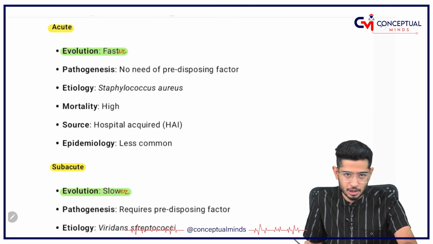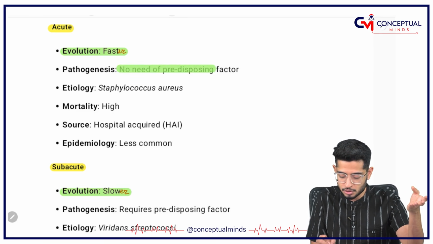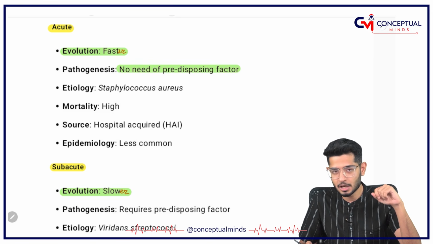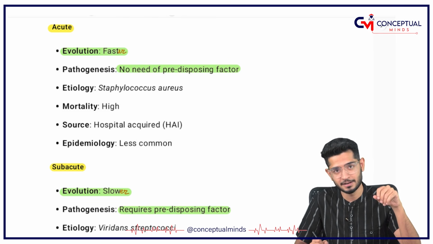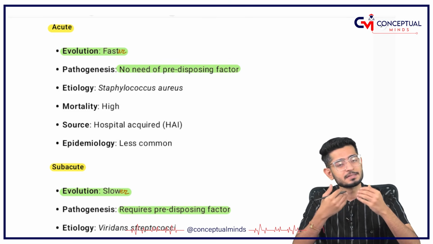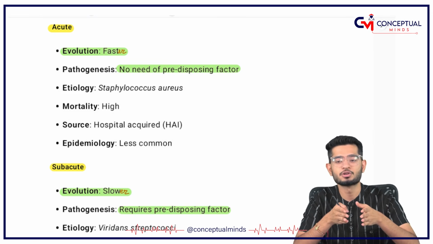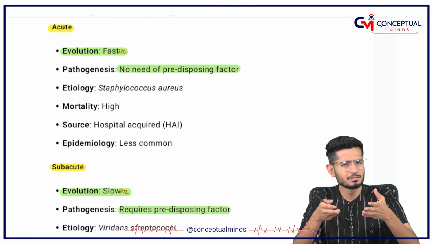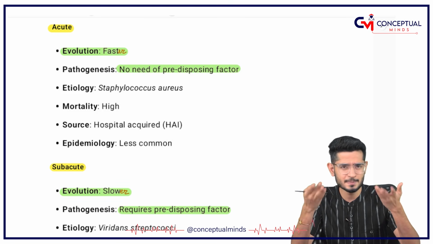Remember, acute is very fast to develop. So there is no need of any predisposing factor in acute endocarditis, whereas subacute requires predisposing factors. Because it requires predisposing factors, that's why subacute is slower to develop. Firstly the exposure to the factor will come, then the disease will come, whereas acute need not have any prerequisite factors, so it develops suddenly.